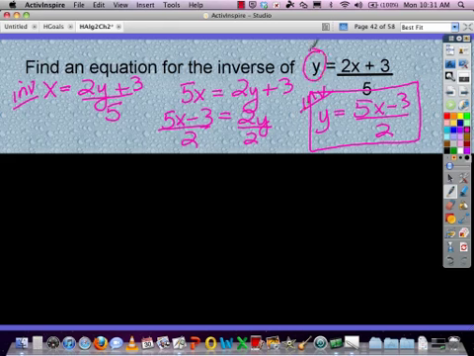So look at the original equation, y by itself, and compare that to the inverse, y by itself. You have some characteristics that are similar, you have some that are related, but they are definitely inverses. The one equation should undo the other.